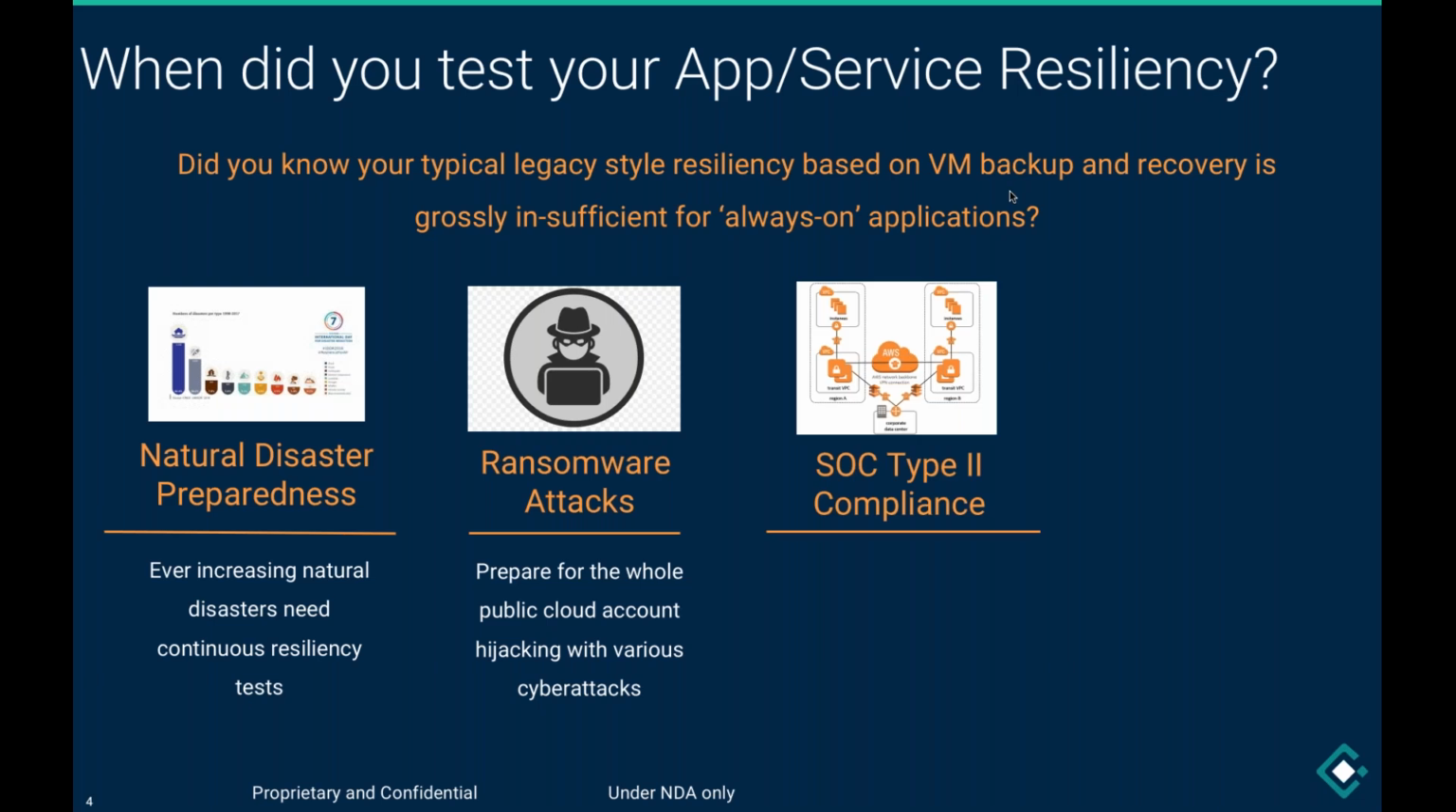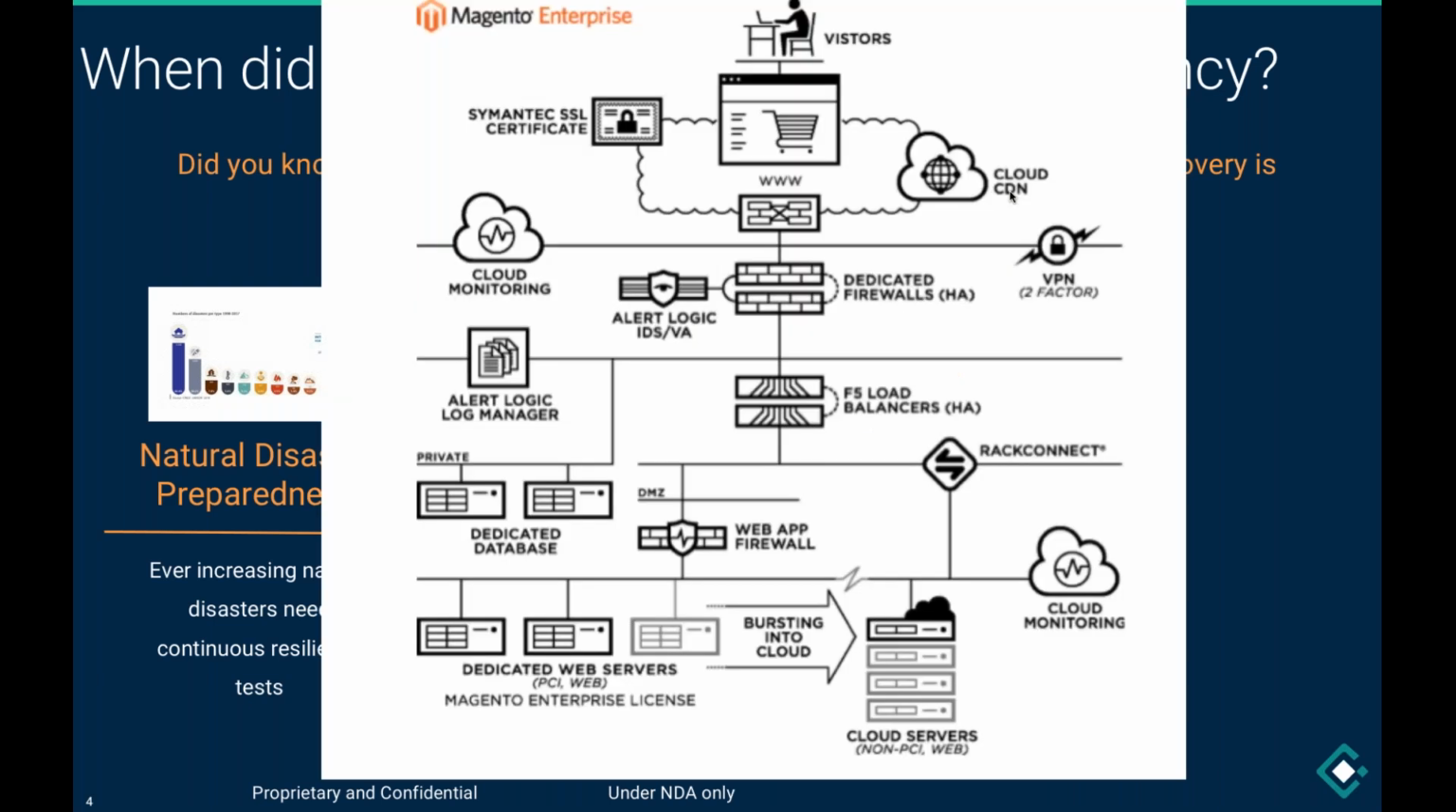Third is a newer type of certification, particularly for SaaS companies or any application that runs as SaaS and are providing external services to your clients. SOC 2 Type 2 compliance is very, very key. And for that, you can have a highly resilient architecture.